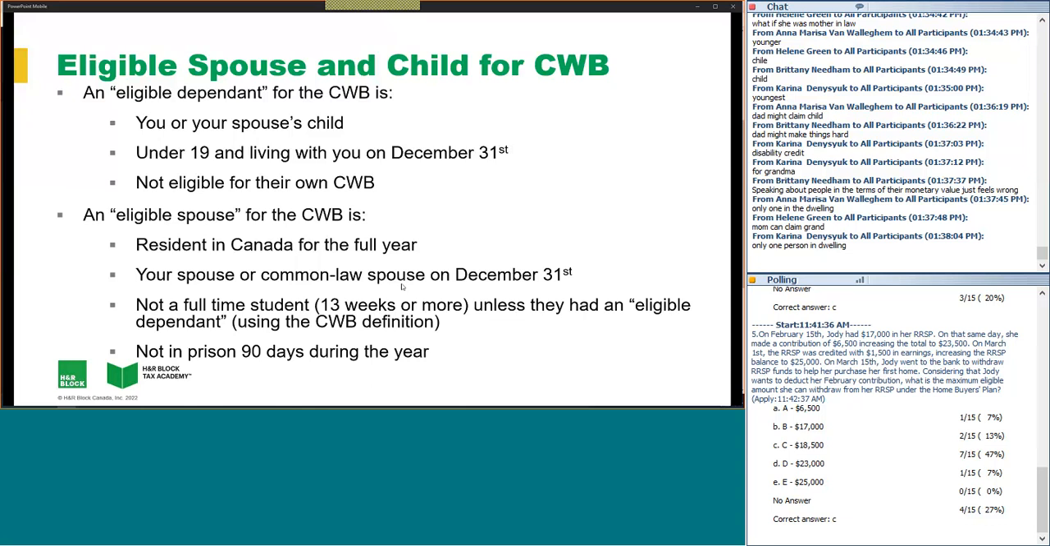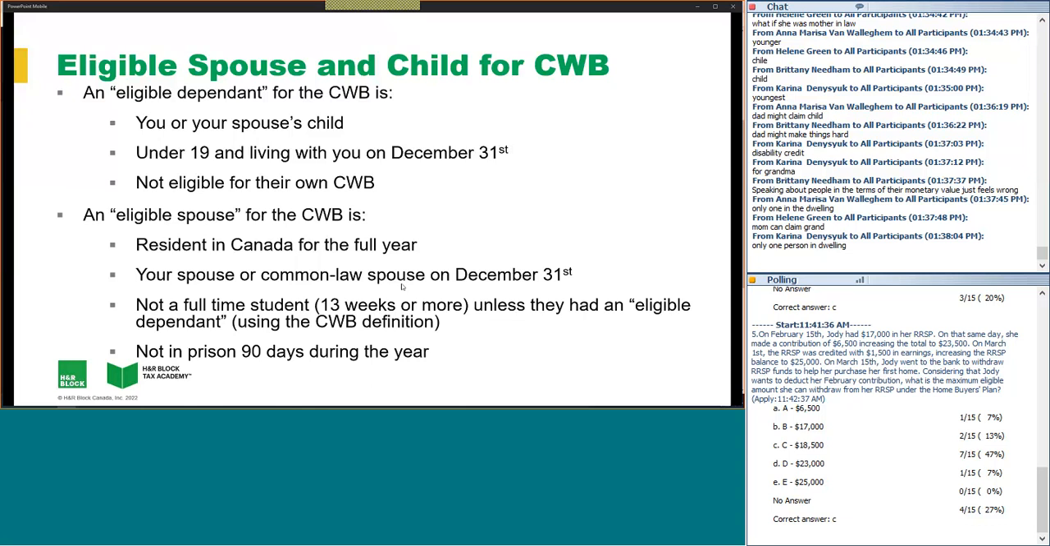So if you have a spouse who had a child and that child lived with you and your spouse on December 31st, and that child was not eligible for Canada Workers Benefit, and they were in school full-time, you still have an eligible spouse. If that is not true, and they were in school full-time, you do not have an eligible spouse. Follow the rules, use the checklist, and that will make sure that you are claiming the full Canada Workers Benefit eligible to you.